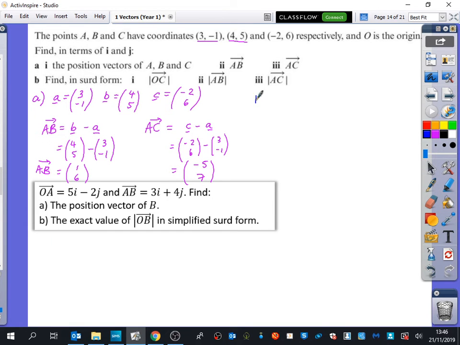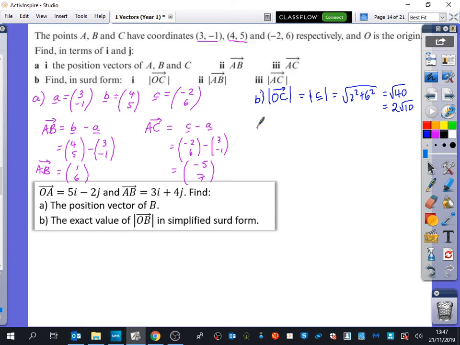Part B of the question wants us to find in surd form the magnitude of OC, with those lines around it. What do those lines mean again? Magnitude or modulus, size of it. So OC, well, we don't actually know what OC is, or do we know what OC is? From the origin to C. So it's also the same as the magnitude of just doing C. And the magnitude of C will be 2 squared plus 6 squared, square rooted, which is root 40, which is the same as 2 root 10.